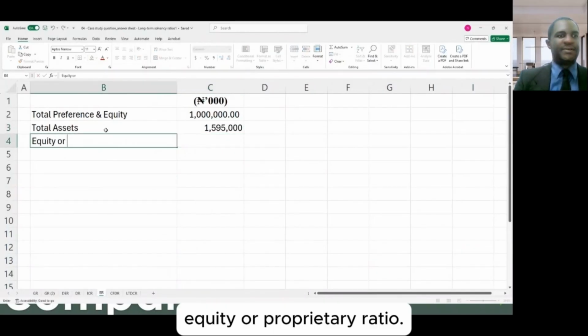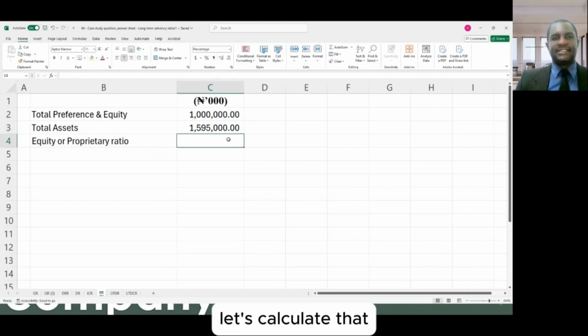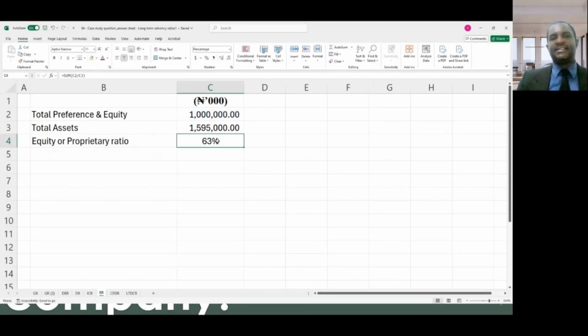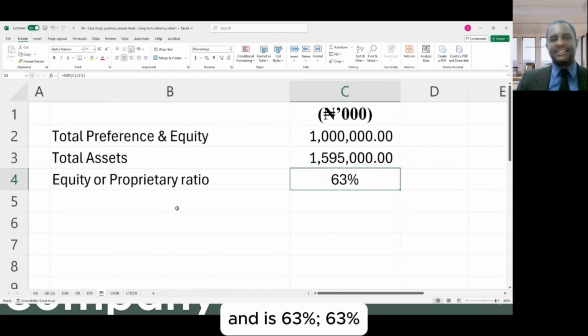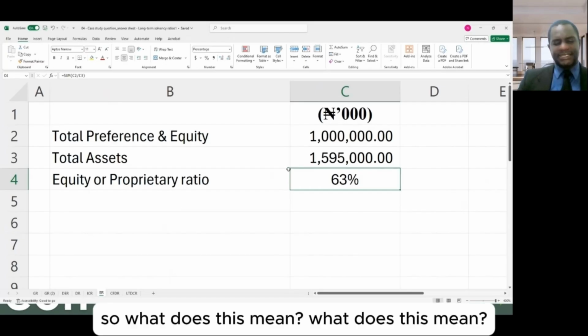Proprietary ratio. Okay, so how much is that? Let's calculate that. So we have our total equity divided by our total assets, and it is 63%. So our total equity is 63% of our total assets. So what does this mean?